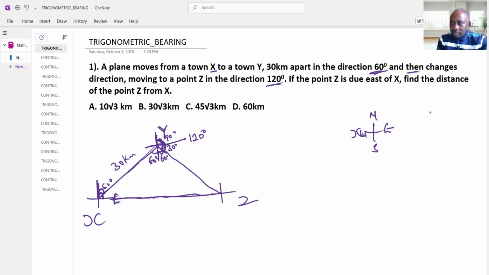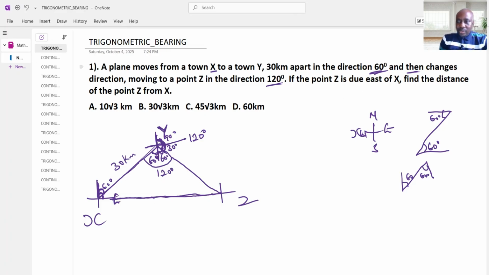Let me draw it like this. If this space is 60 degrees, this space will be 60 degrees. It is called alternate angles. It's the same thing as this one that we have here, the same way like this. Because this space is 60 degrees and this space will be 60 degrees. That's why we have 60 degrees here. And the total angle at the point Y will be 120 degrees.